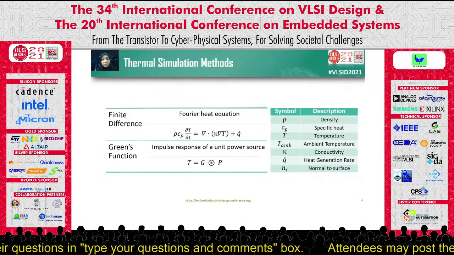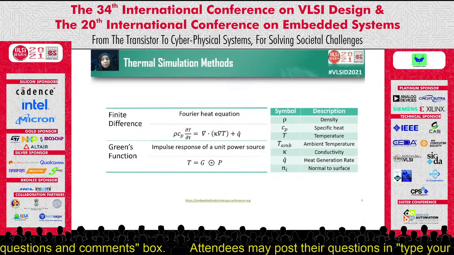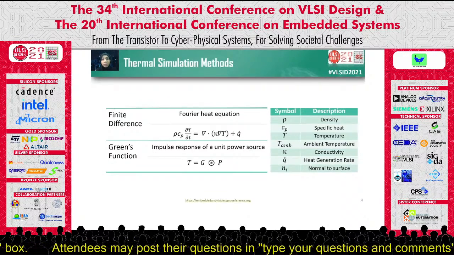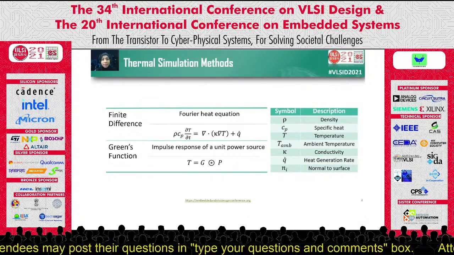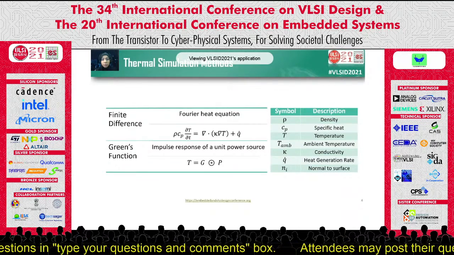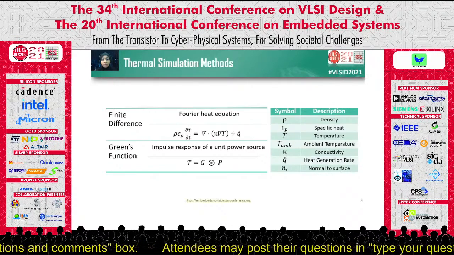Traditional thermal simulation methods are generally the finite difference method, in which the Fourier heat equation is solved after discretizing it over a grid. In contrast, in the Green's function-based approach, the impulse response of a unit power source is computed. At runtime, this impulse response is convolved with the power profile to get the full chip thermal profile.